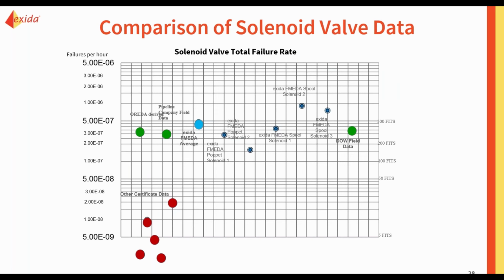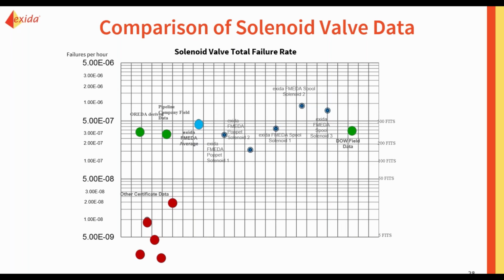So we did a comparison of solenoids, and we looked at all sorts of different things, from the exida database, which is an offshore reliability handbook that deals with subsea and offshore real life data and failures from the North Sea, which is an amazing database. We have pipeline company databases. We have the Dow field database. We have the Siemens database, the old mill handbook database.